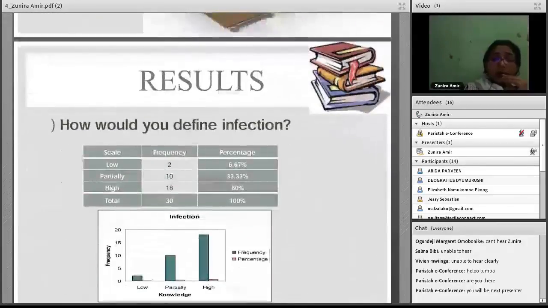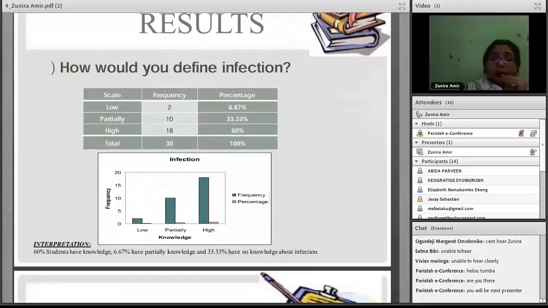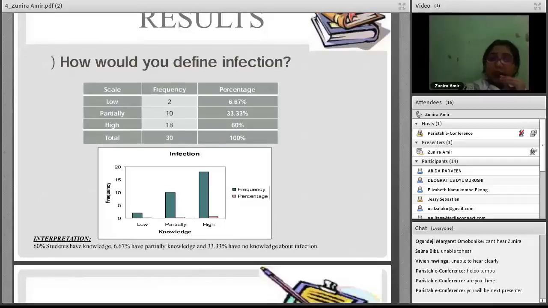The result shows, for the question how would you define infection, the scale, frequency and percentage. Low: frequency 2, percentage 6.67%. Partial: frequency 10, percentage 33.3%. High: frequency 18, percentage 60%. The total frequency is 30 and the total percentage is 100%.